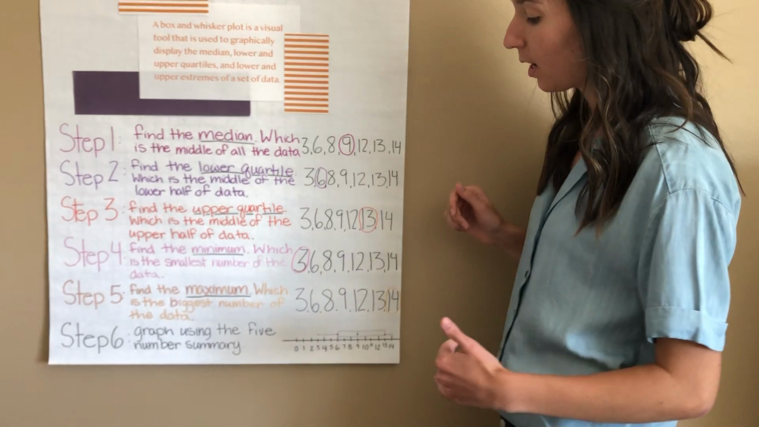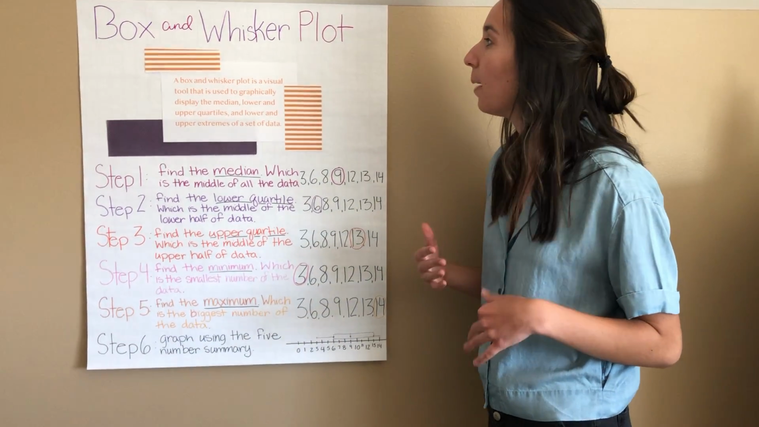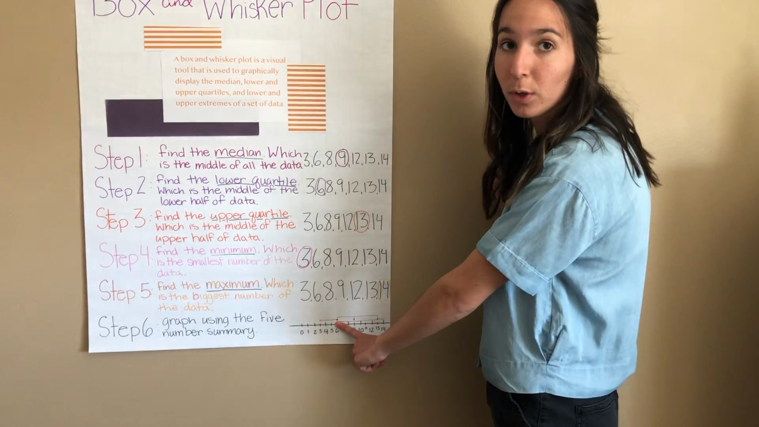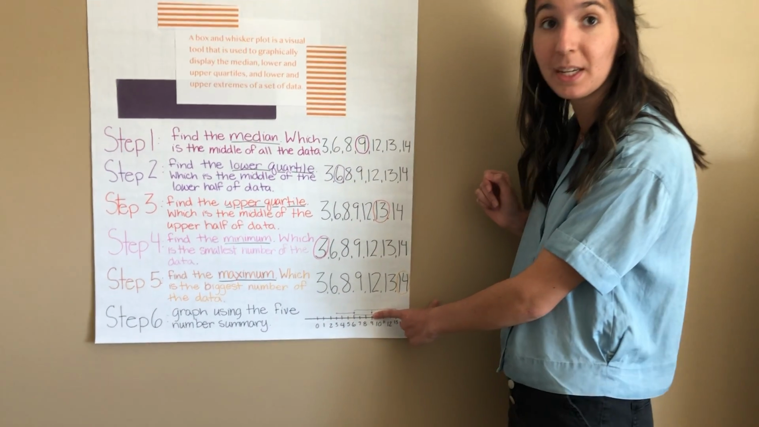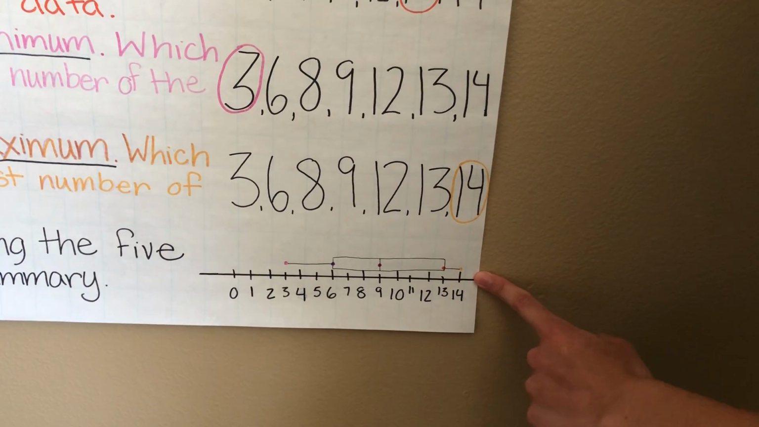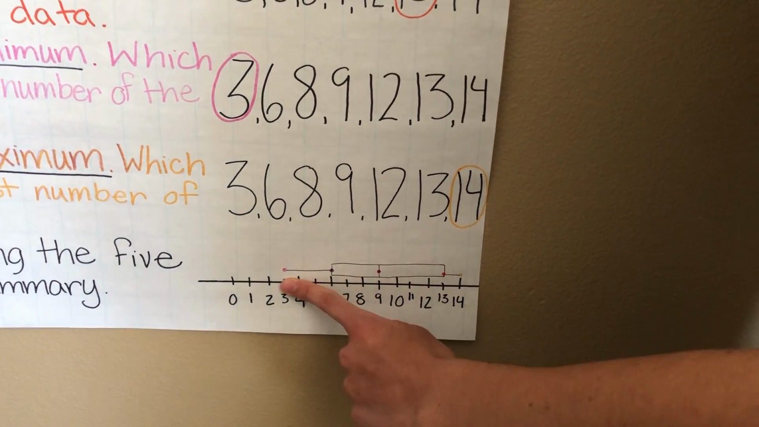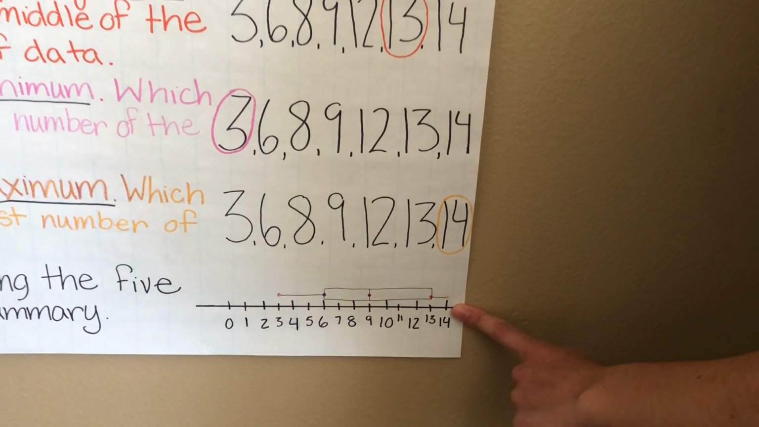And once you have the points on, then what you're going to do to make it look like a box and whisker plot is you're going to draw a box from the lower quartile to the upper quartile, then a line through the median, and then 2 lines coming out, or your whiskers, one from the lower quartile to the minimum, and the other one from the upper quartile to the maximum.